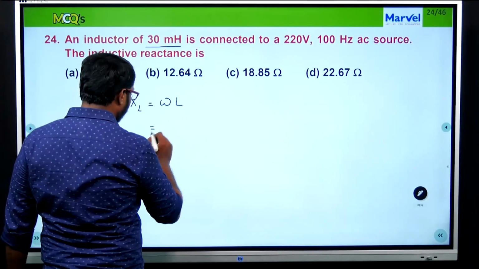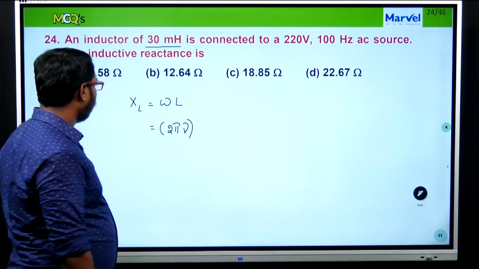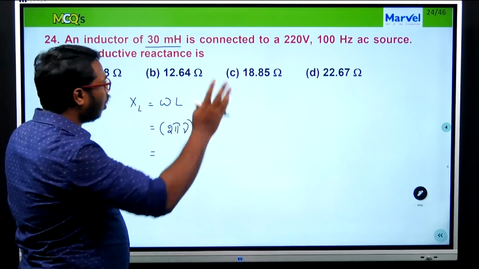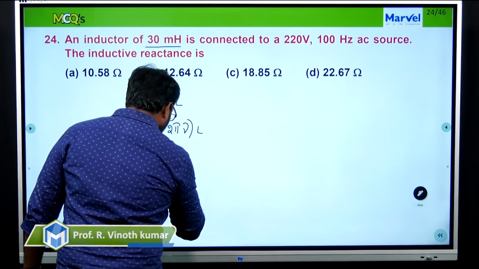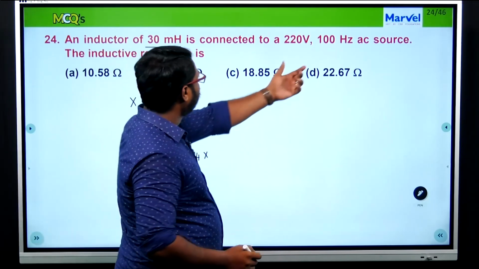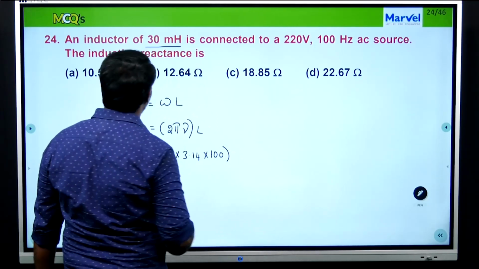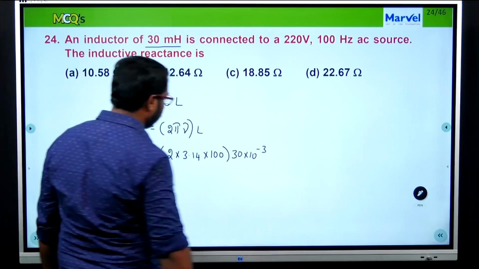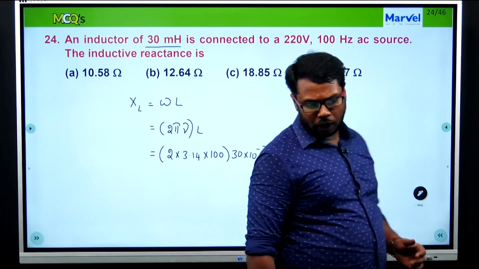Now omega could be rewritten as 2 pi nu, so XL is also given as such. In the next step I will directly substitute whatever is given to us in the question and start calculating. So now listen, 2 into 3.14 into nu, which is your frequency, given as 100, times L, 30 into 10 power minus 3. Now all you have to do is multiply everything and get the answer.